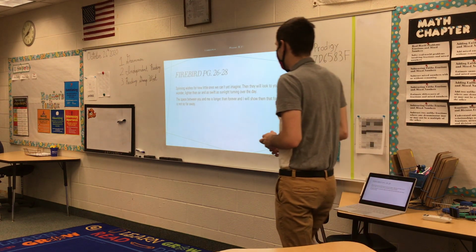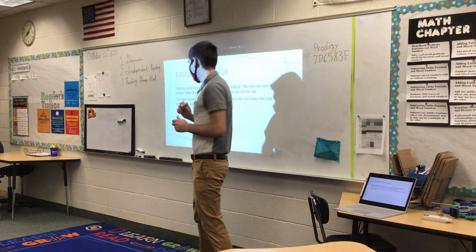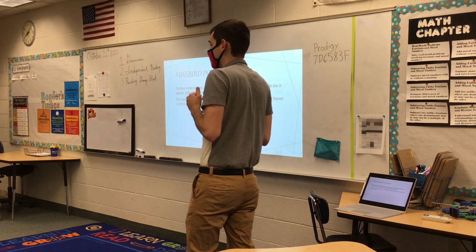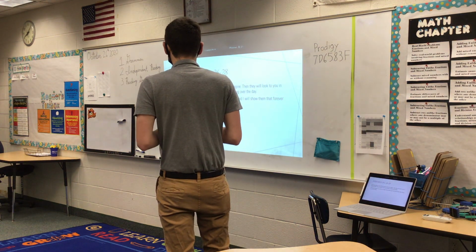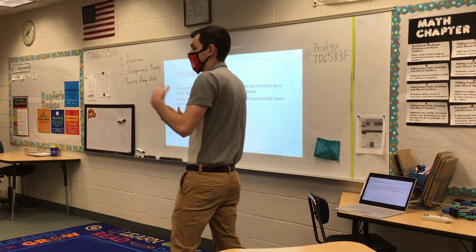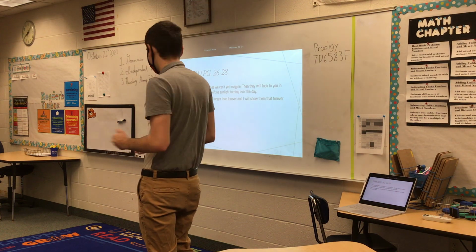So we're going to look at Firebird again, pages 26 through 28, and we're going to read through the text and see if we can find some tone in here. See if we can find an example of tone, what the author is trying to tell us, or show us how they feel about something.